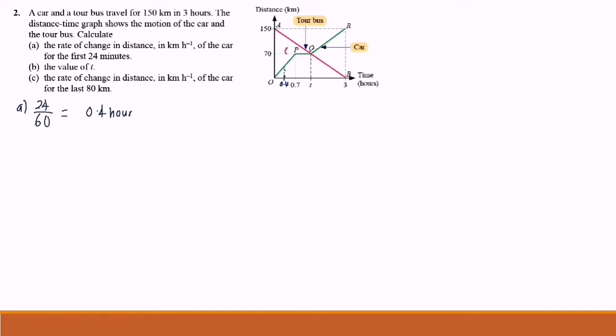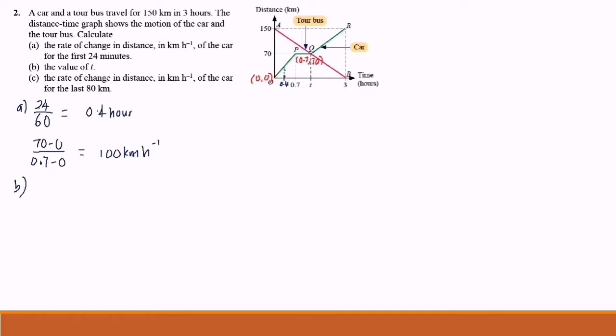So the coordinate of point P is 0.7, 70. Coordinate of O is 0, 0. So the gradient is 70 minus 0 over 0.7 minus 0 equals 100 km per hour.